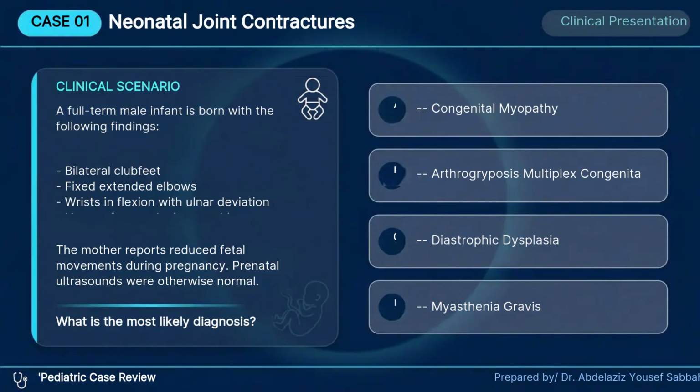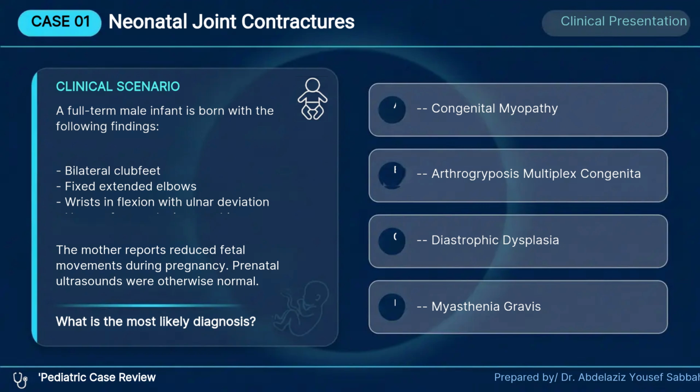Let us begin. Case 1. A full-term male infant is born with the following findings: bilateral club feet, fixed extended elbows, wrists in flexion with ulnar deviation, narrow face and micrognathia, and generalized hypotonia. The mother reports reduced fetal movements during pregnancy. Prenatal ultrasounds were otherwise normal.